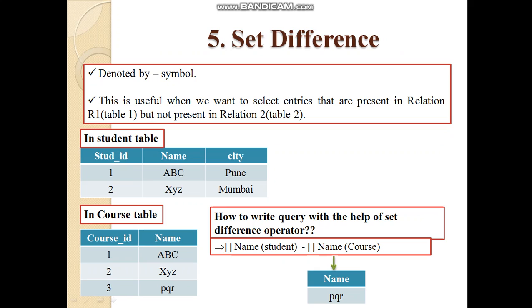Same project operator, name from the student table, set difference symbol, project operator, that means select name from the course table, and here you can display it. This entry is present in the course table but not present in the student table.